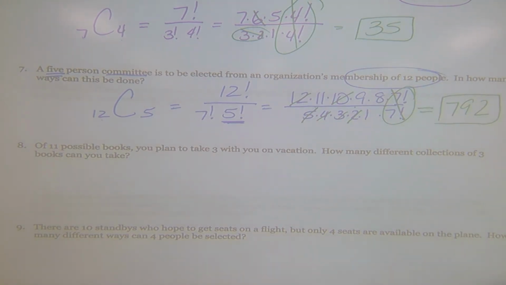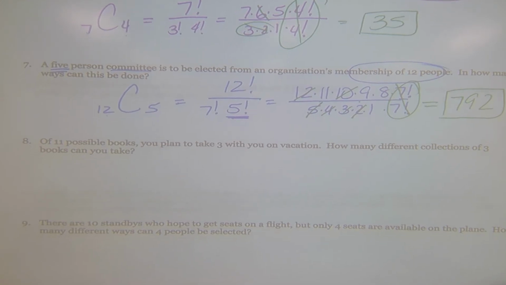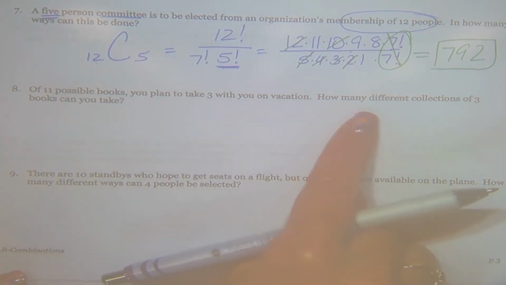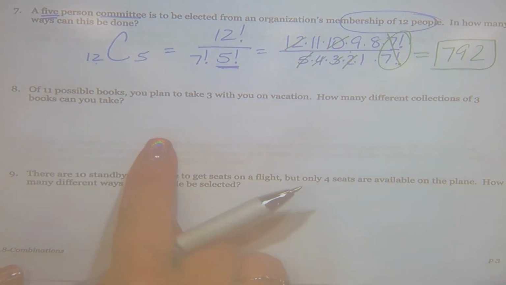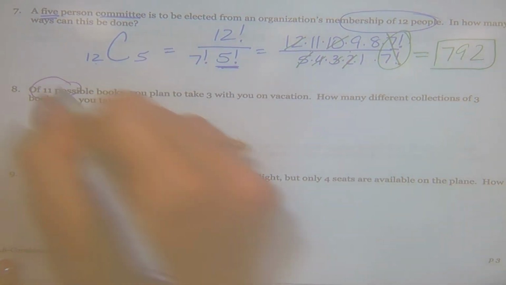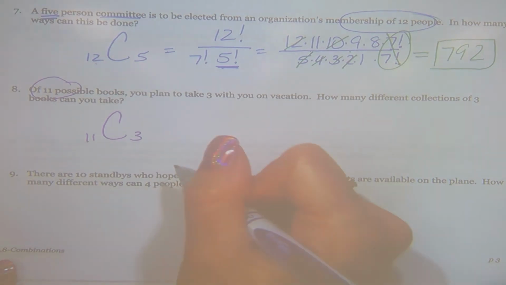Now that kind of got lengthy, so we're getting to the point where we're going to want to set it up and then use our calculator. Let's go ahead and set these next 2 up, and then I'll show you how to use your calculator if you haven't already figured that out. Of 11 possible books, you take 3 on vacation. How many different collections of 3 books can you take? All 3 are going in the bag. It doesn't matter what order. You've got a total of 11, you're choosing 3.